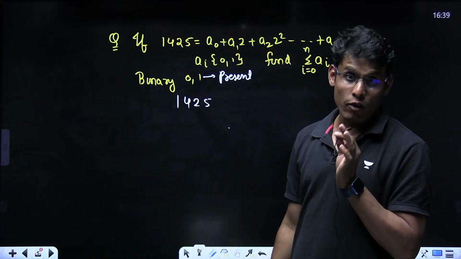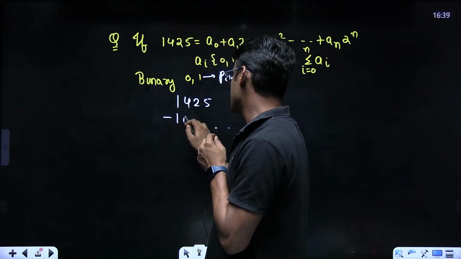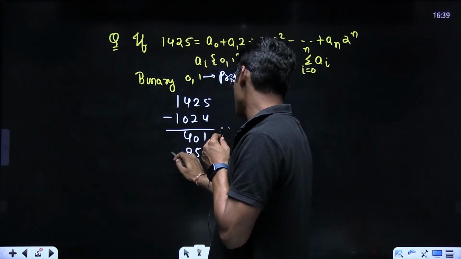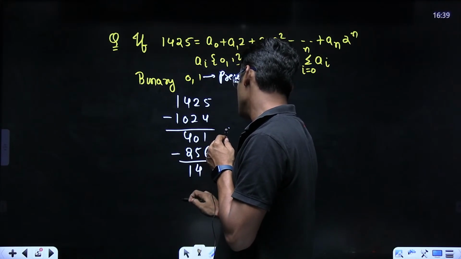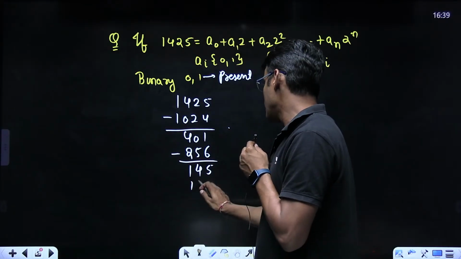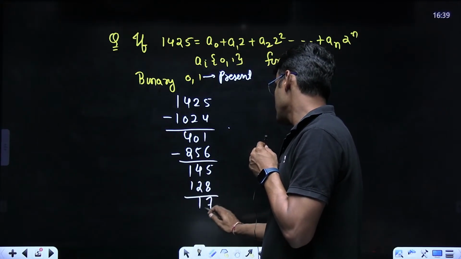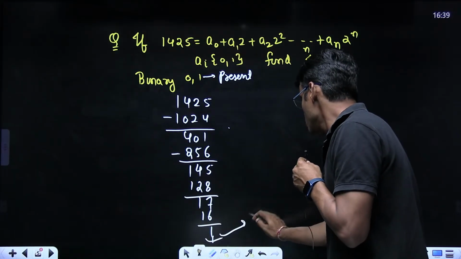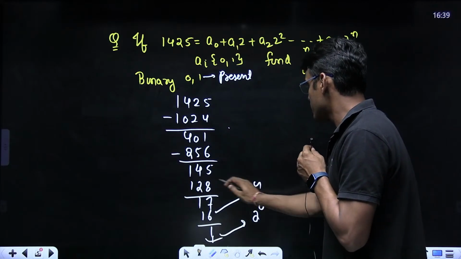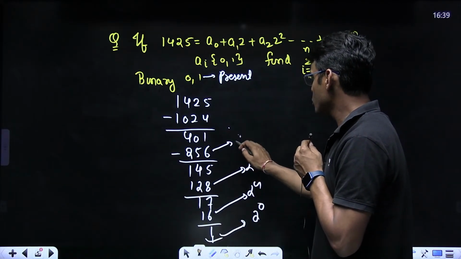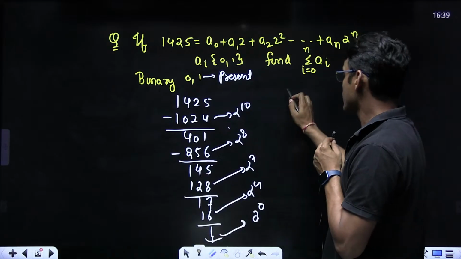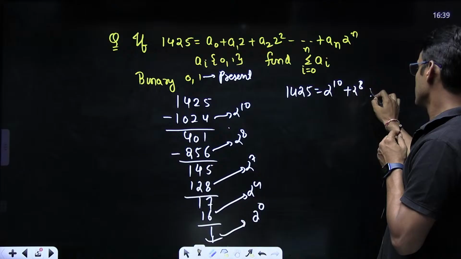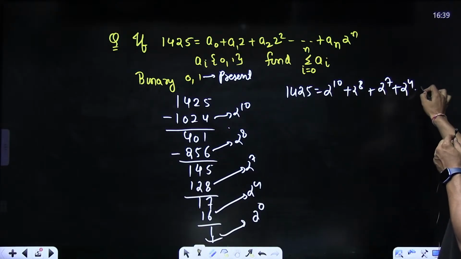what is the largest power of 2 which is smaller than this number? 1024, I get 201. Again, largest power which is smaller than this, 140, 45. Then 128, 17, 16, and then this is 2 to the power 0. So 2 to the power 0 is present, 2 to the power 4 is present, 2 to the power 7 is present, 2 to the power 8 is present, 2 to the power 10 is present. So can I write 1425 as 2 to the power 10 plus 2 to the power 8 plus 2 to the power 7 plus 2 to the power 4 plus 2 to the power 0?